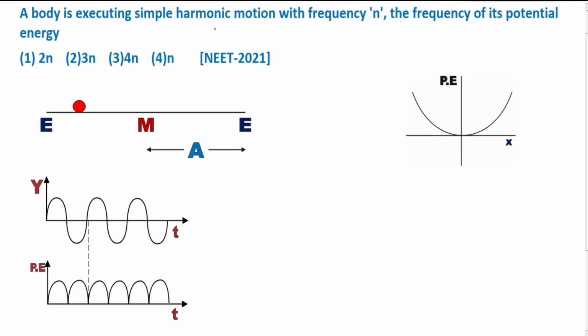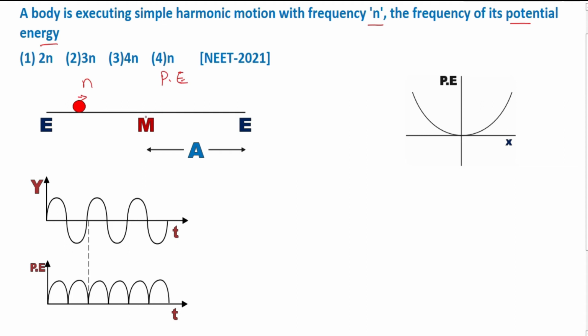A body is executing simple harmonic motion with a frequency n. The frequency of variation in potential energy is. Okay, now let us see what is given. He said that this is a body which is undergoing simple harmonic motion with a frequency of n. Now he is asking us to calculate the frequency of variation in potential energy.